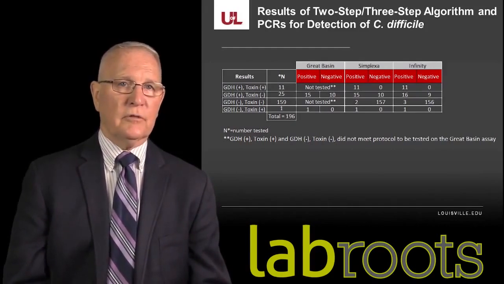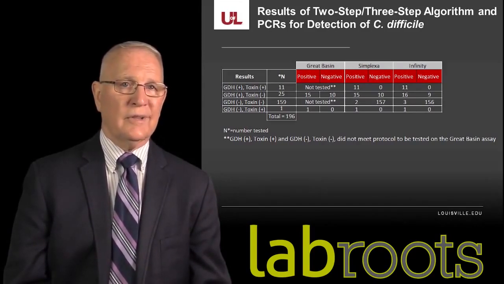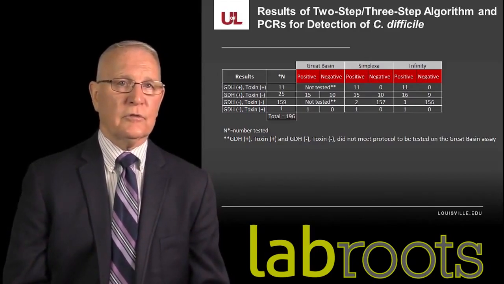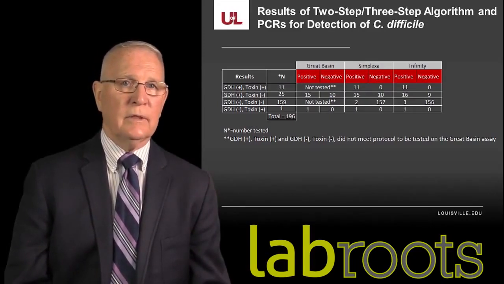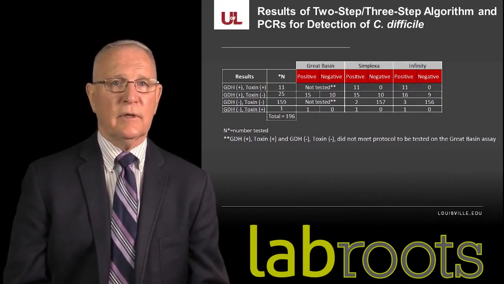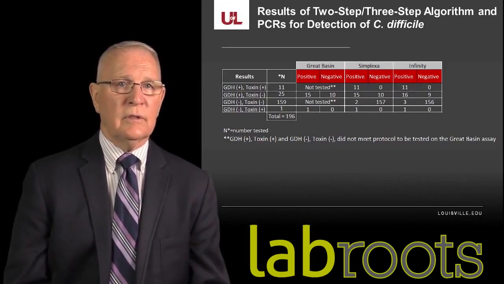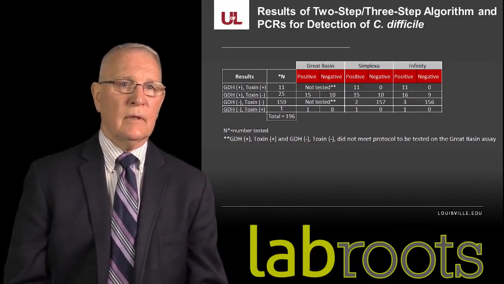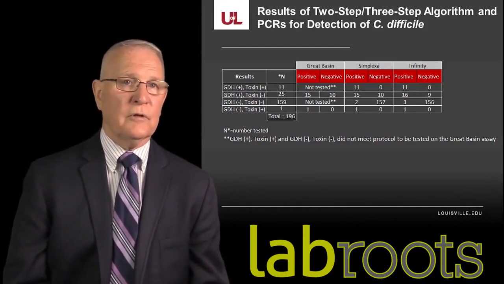Now, because the Great Basin was used as only a confirmatory test under our normal conditions, it was not tested under that circumstance. However, noting that the stools were also tested directly between the Diasorin, formerly Simplexa, and the Cepheid Infinity, you can see of the 11 that were detected, the Diasorin detected all 11 positives, as well as the Infinity. Very good correlation there. Those that were GDH positive and toxin negative, there were 25.